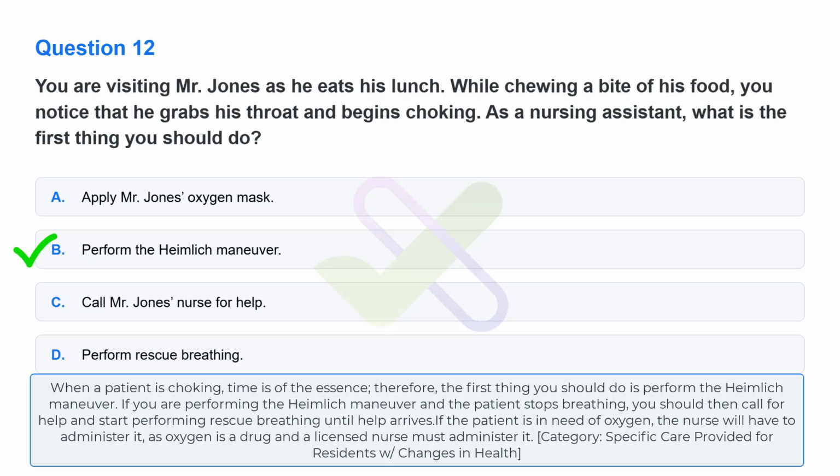If the patient is in need of oxygen, the nurse will have to administer it, as oxygen is a drug and a licensed nurse must administer it. Category: Specific care provided for residents with changes in health.